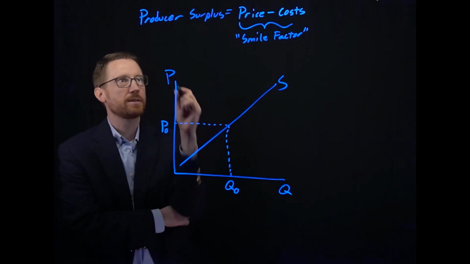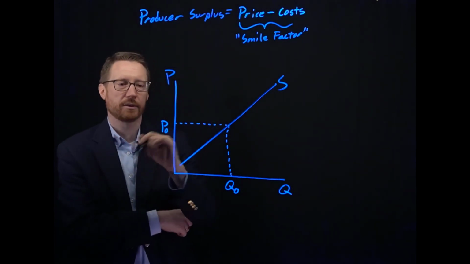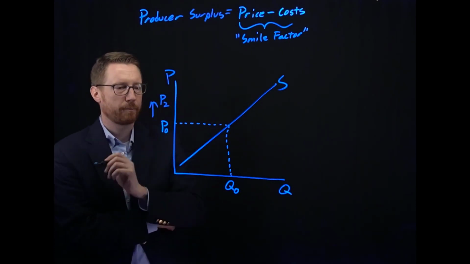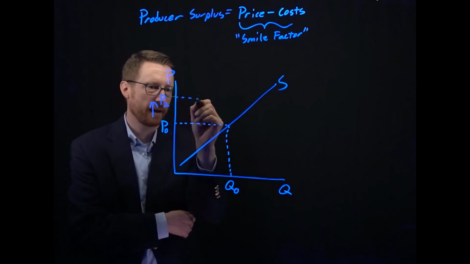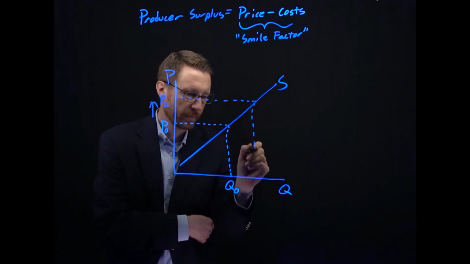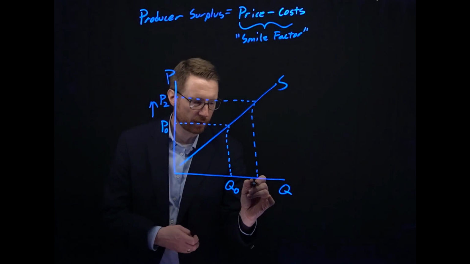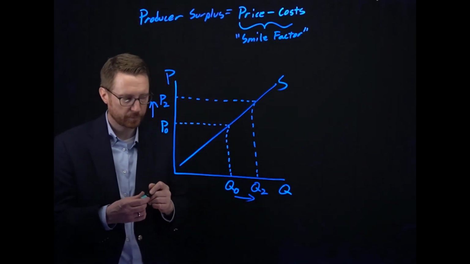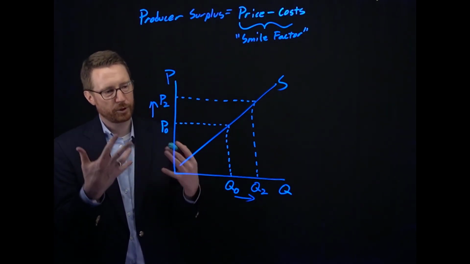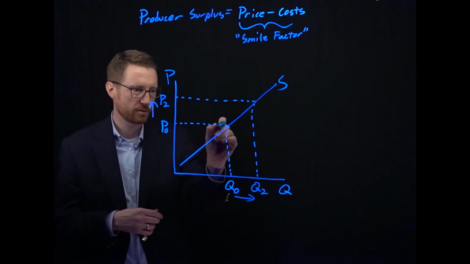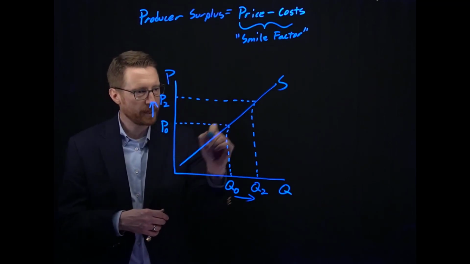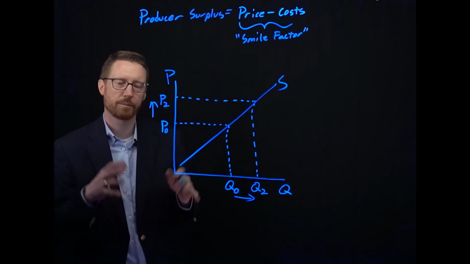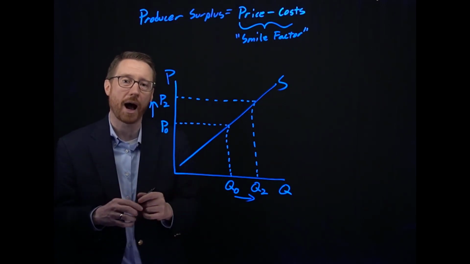So what happens to producer surplus if price increases? At that higher price, obviously more are going to be sold. This has become popular and more are sold. So it looks like producer surplus that was this sort of lower triangle now becomes this larger triangle. It looks like producer surplus is increasing. But let's see if we can think about why.